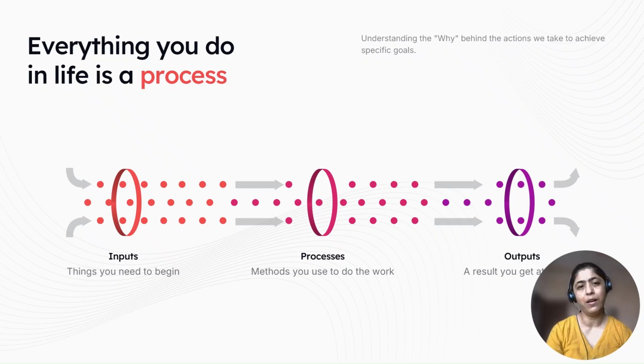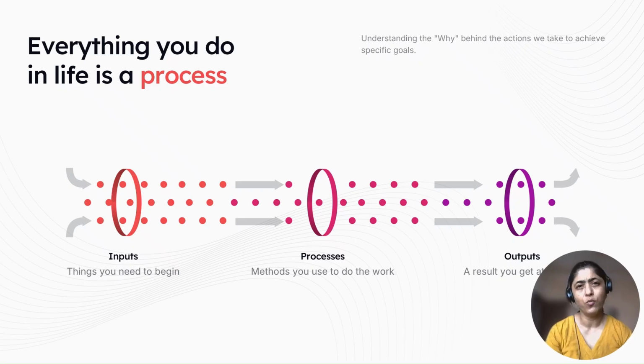This simple example gives us the basics behind ITTO. In project management, we also start with something we need. We perform a set of actions using appropriate methods and we produce a result. So when you hear the word process, don't think of something complicated. Think of it as a goal-oriented sequence of actions designed to achieve a specific result. And once you understand that idea, ITTO becomes much more intuitive.